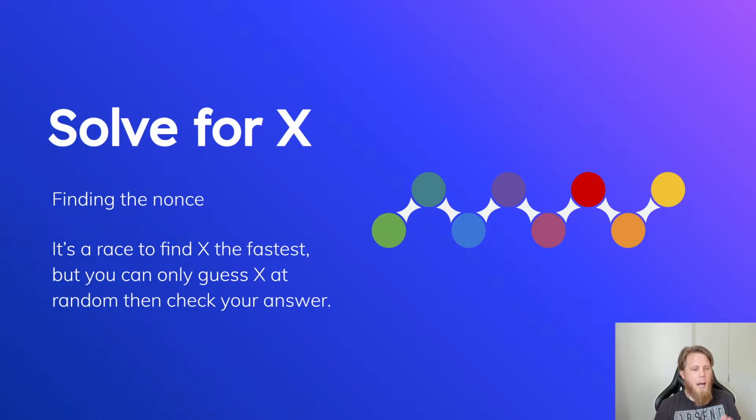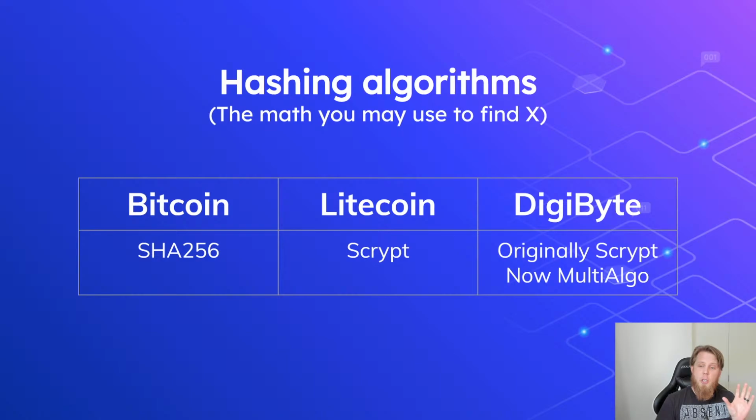So when we're talking about an algorithm, we're talking about the kind of math that machines use when they're looking for the nonce, or solving for X. Think about it like only being able to use multiplication, but not division, when you're looking for X. Now, Bitcoin uses SHA-256, Litecoin uses the scrypt algorithm, and DigiByte originally also used scrypt, but now we've got 5 different algorithms that are each racing independently, but any of those 5 are considered valid.